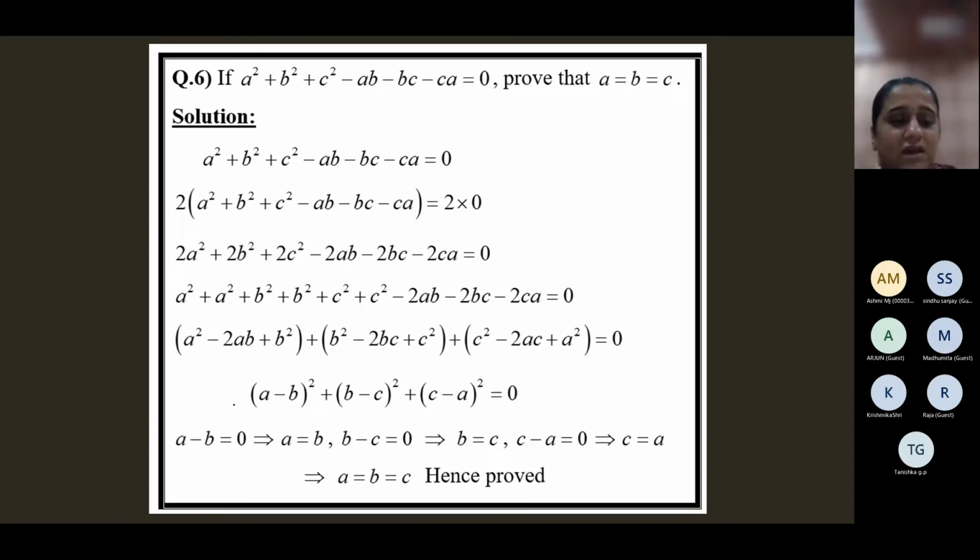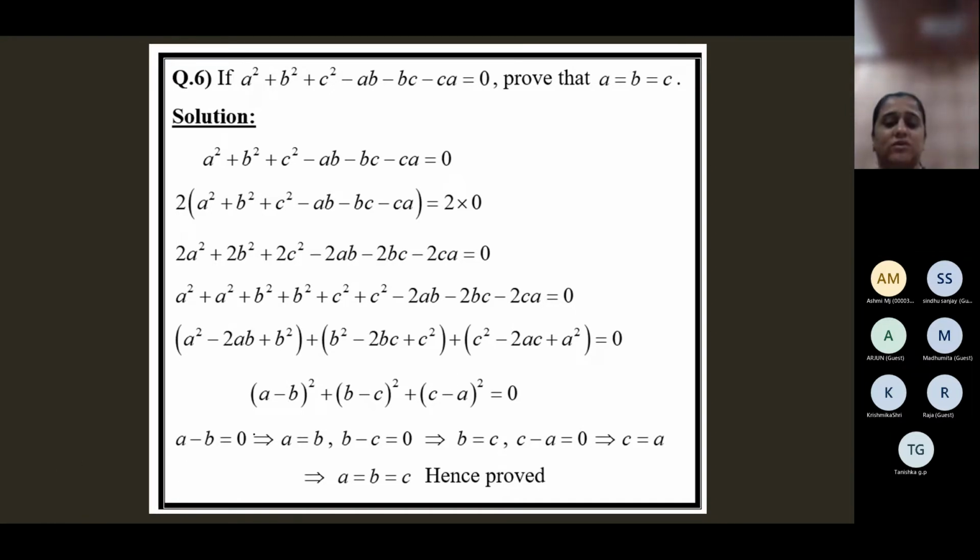Which means a minus b the whole square plus b minus c the whole square plus c minus a the whole square can be 0 only when a minus b is 0, b minus c is 0, and c minus a is 0. A minus b should be 0, and 0 square will be 0. B minus c should be 0, and 0 square is 0. C minus a should be 0, and 0 square is 0. Then only 0 plus 0 plus 0 will give you 0.